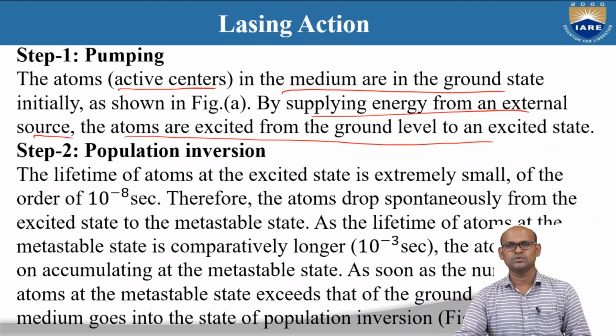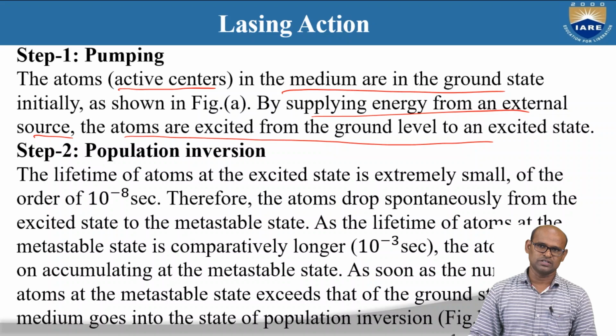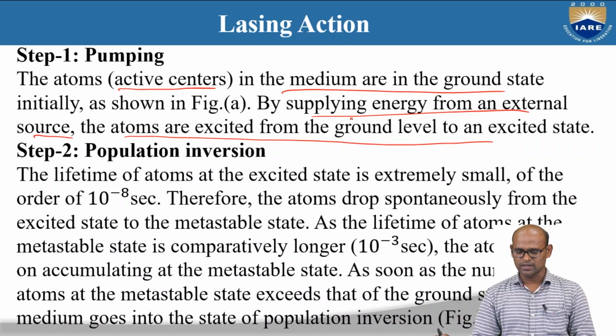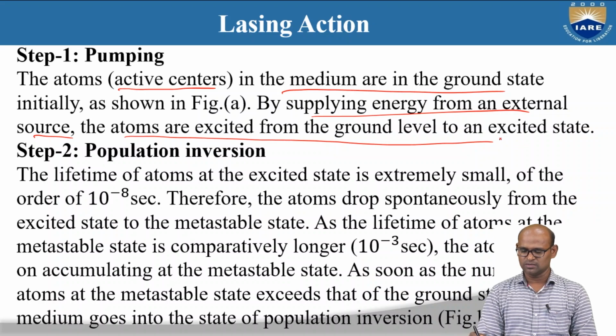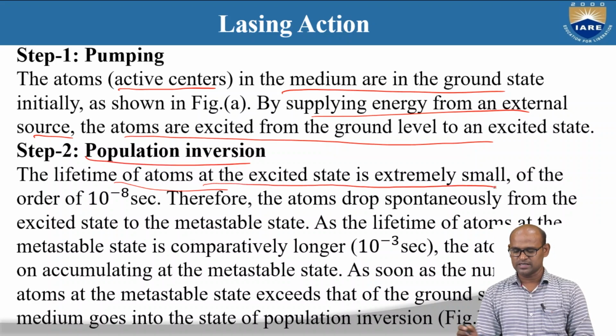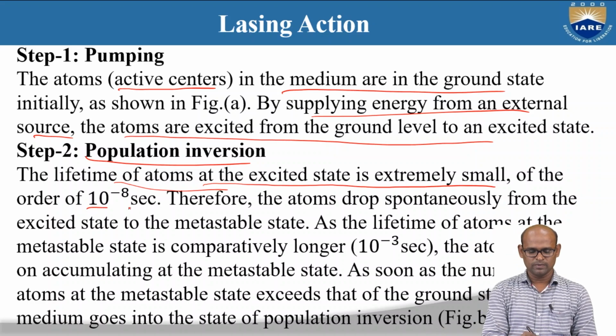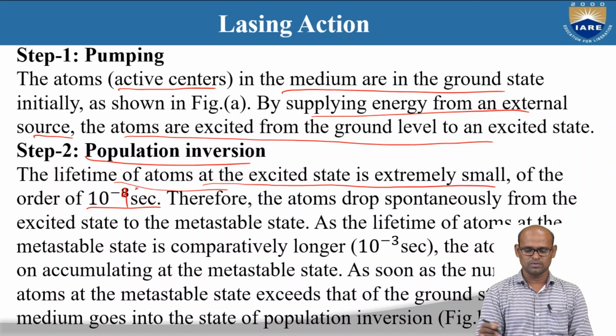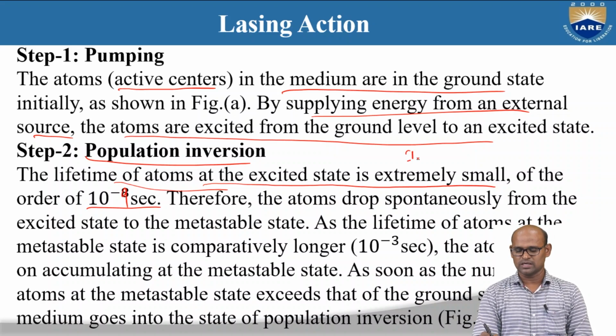By supplying energy to the atoms in the ground state, we are exciting the atoms from the ground state to the higher energy level so that population inversion is achieved. Once we supply the energy, they get excited and go to the excited state. So the second step is population inversion. The lifetime of atoms in the excited state is extremely small, of the order of 10 power minus 8 seconds or 10 power minus 9 seconds, for example. That is basically 1 nanosecond.